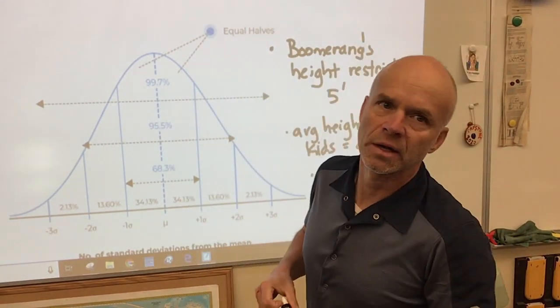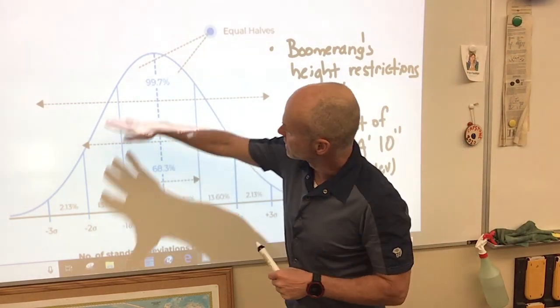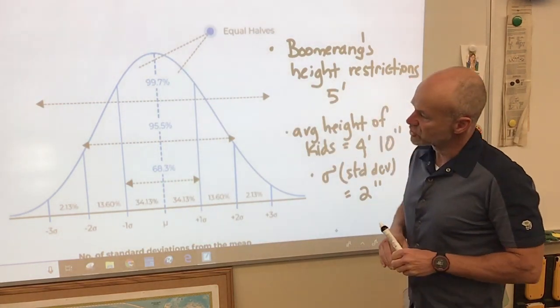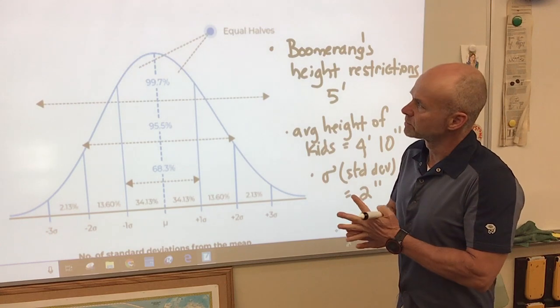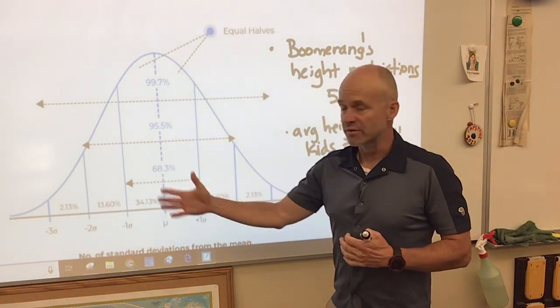All right, everyone, I want to talk a little bit about last night's homework. And I first want to talk about the normal distribution. The normal distribution shows the percent of people who fall above or below the average. So let's take a look.